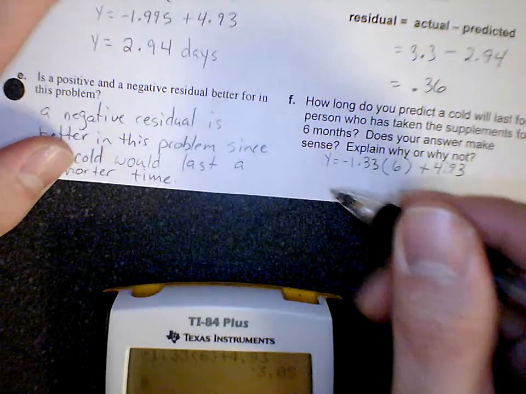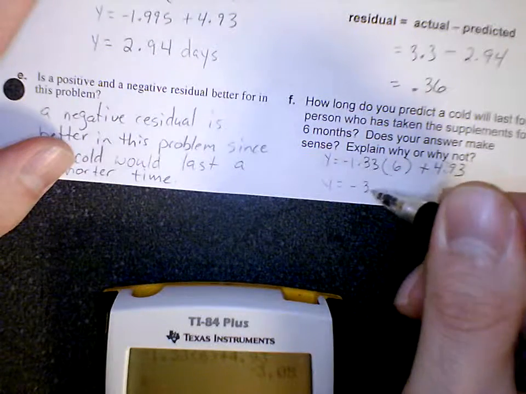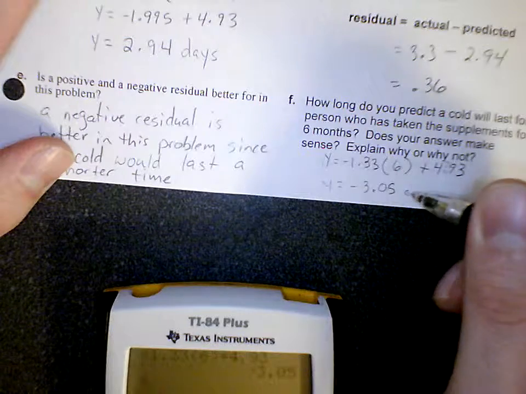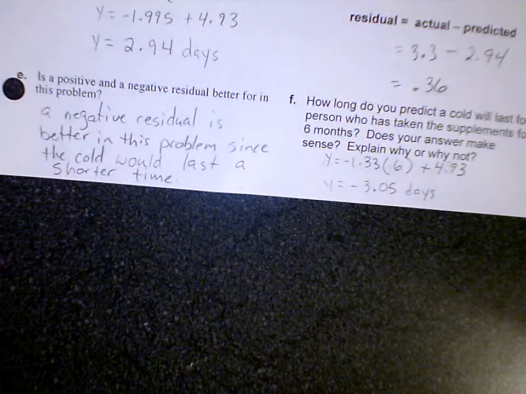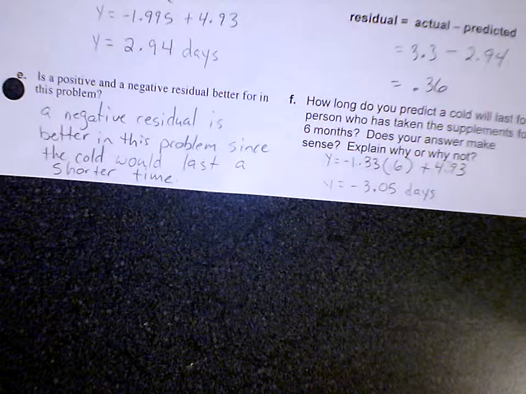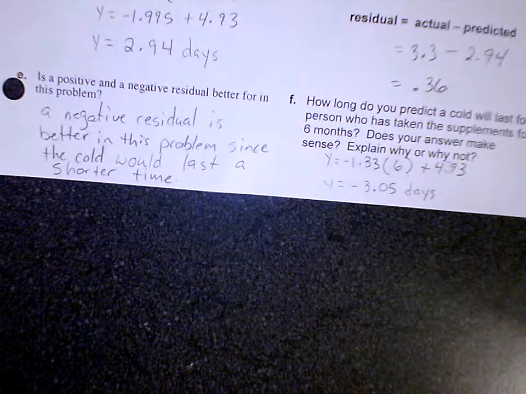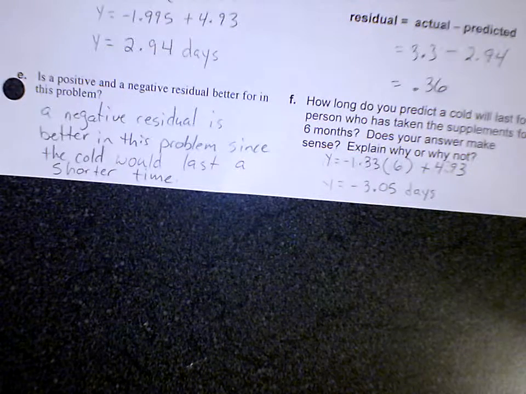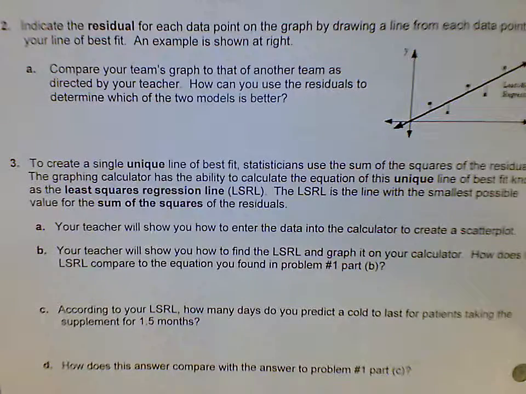So our cold is going to last negative 3.05 days. So does that answer make sense? No, it doesn't make sense that a cold can last negative days. I mean, the best you can do is that you don't have a cold, and that would last 0 days. So no, that doesn't make sense. Go ahead and flip it over to the back page.